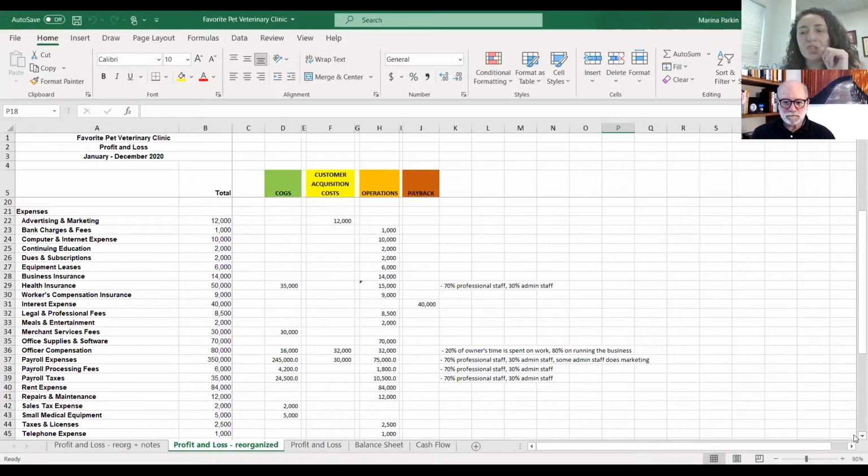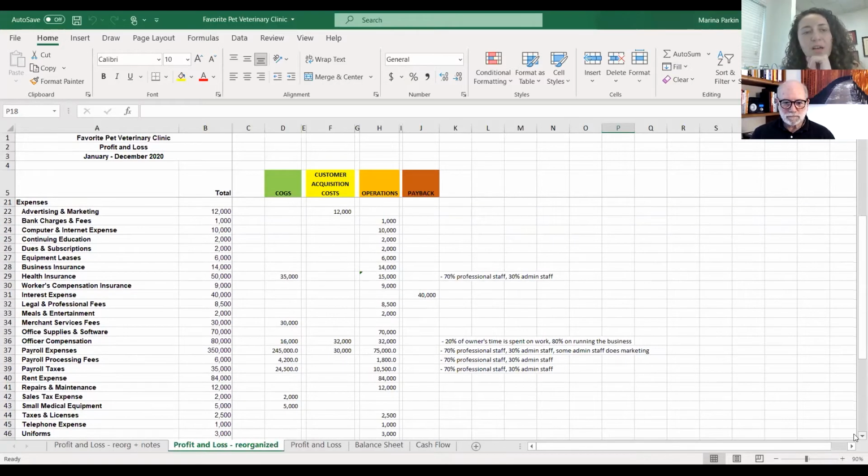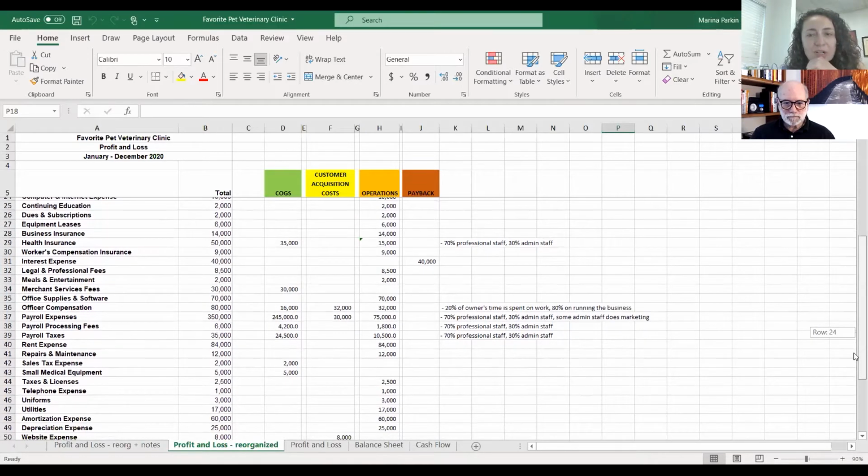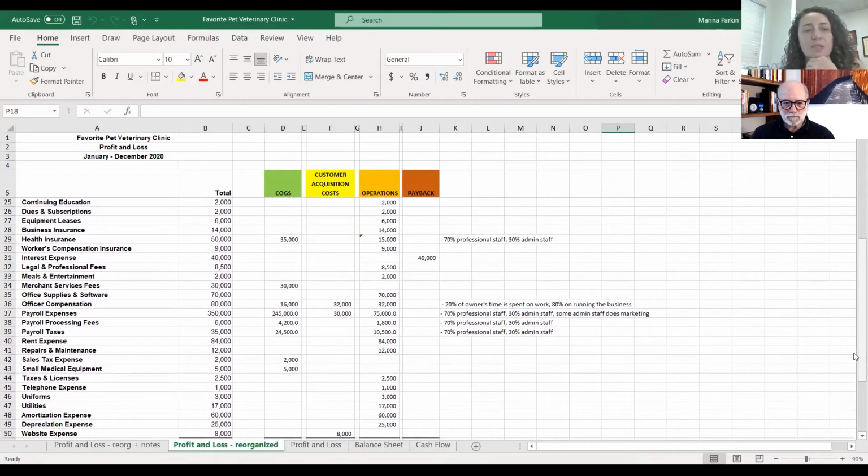Then we had a lot of general fixed expenses, and those expenses were just necessary to run my business. So I have bank charges, some computer expenses, my regular dues, I have to lease the equipment, and my business has to have insurance. Now I get to some of these costs. For example, the first one I stumbled into was health insurance. And that kind of went along, if you look below here, with my payroll expense and payroll taxes.